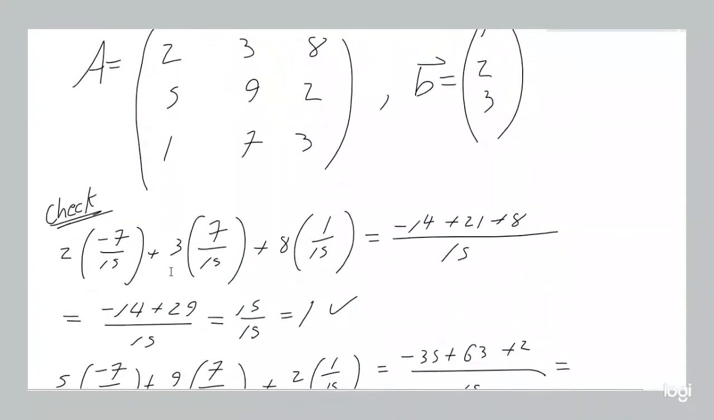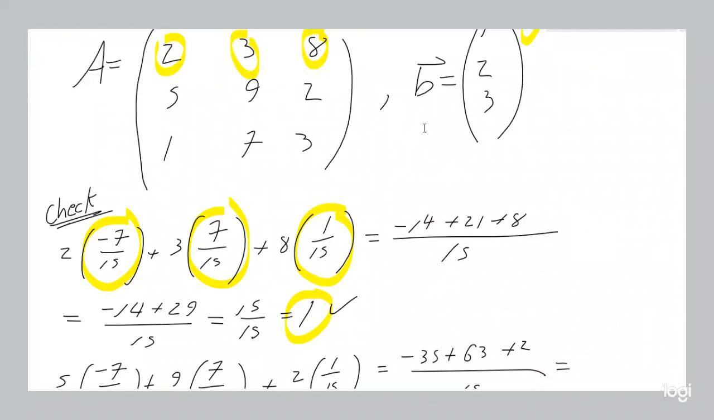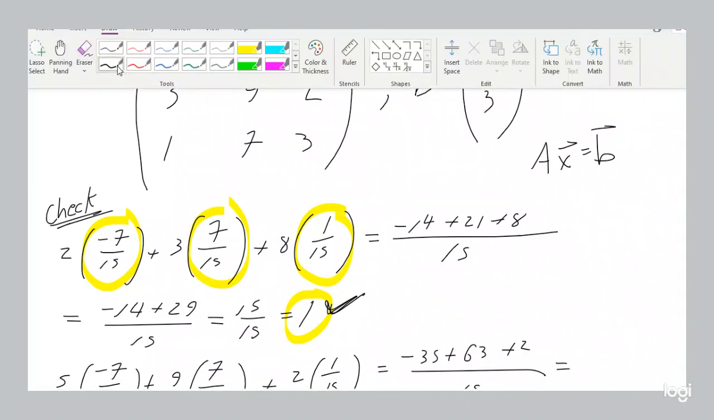And again, it's good to do that check. For the first component, we're going to have 2 times x1 plus 3 times x2 plus 8 times x3, which gives us this long expression, which eventually leads to 1, which is the first component of B. Because remember what we're solving for here: it's AX equals B. So we want the results to be the components of B. So that's what we have for component 1. Let's try component 2.